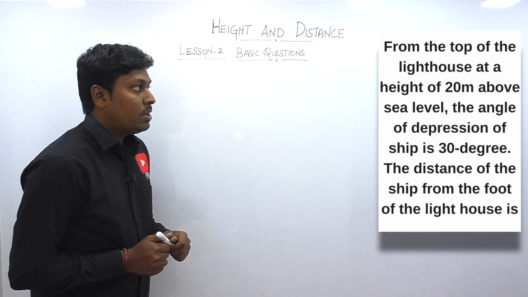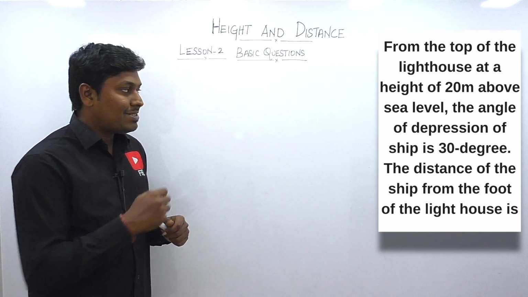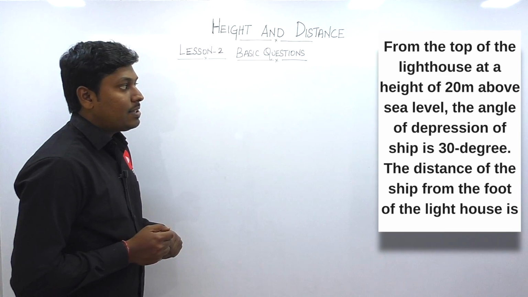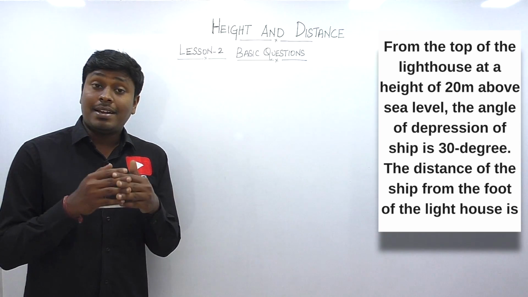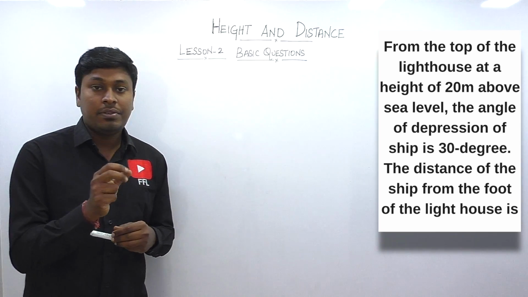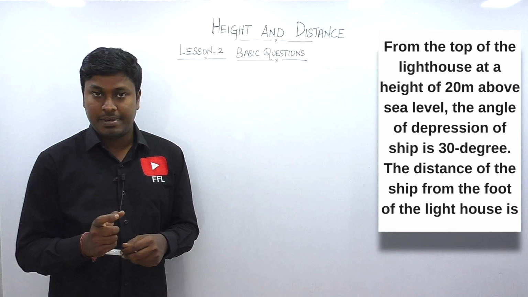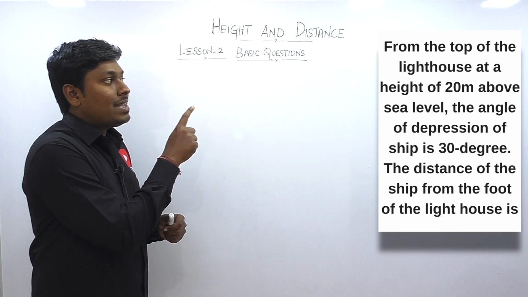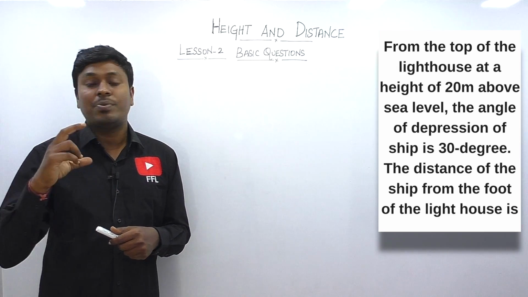Question number 2. From the top of the lighthouse at a height of 20 meter above the sea level, the angle of depression of a ship is 30 degree. The distance of the ship from the foot of the lighthouse is. So friends, understand the question properly. Our target is to find the distance between the foot of the lighthouse and the ship, right? And the data they have given is from the top of the lighthouse at a height of 20 meter. So we can say that the height of the lighthouse is 20 meter, right?